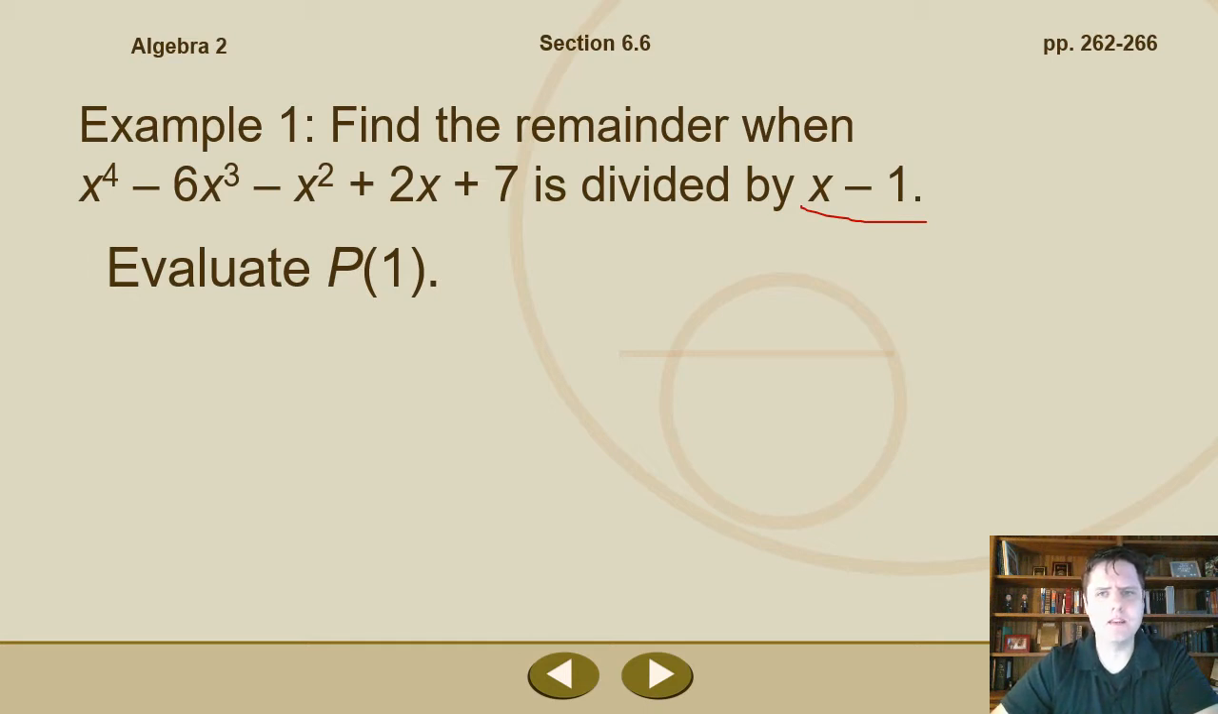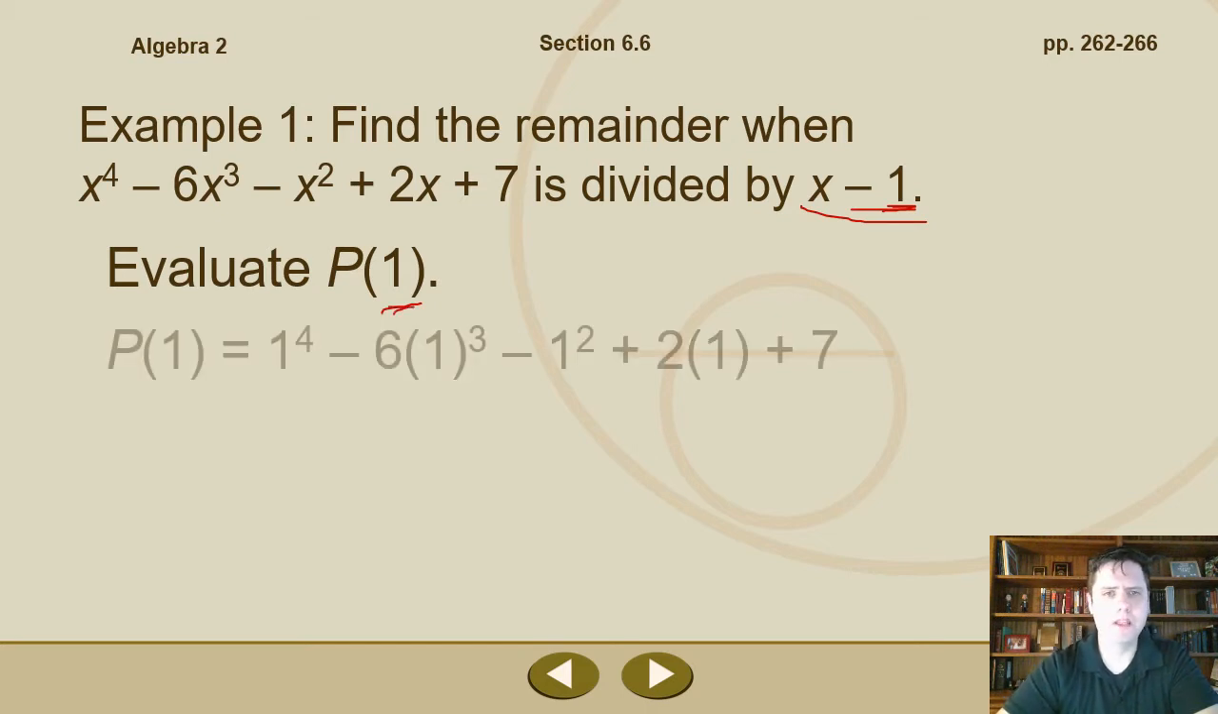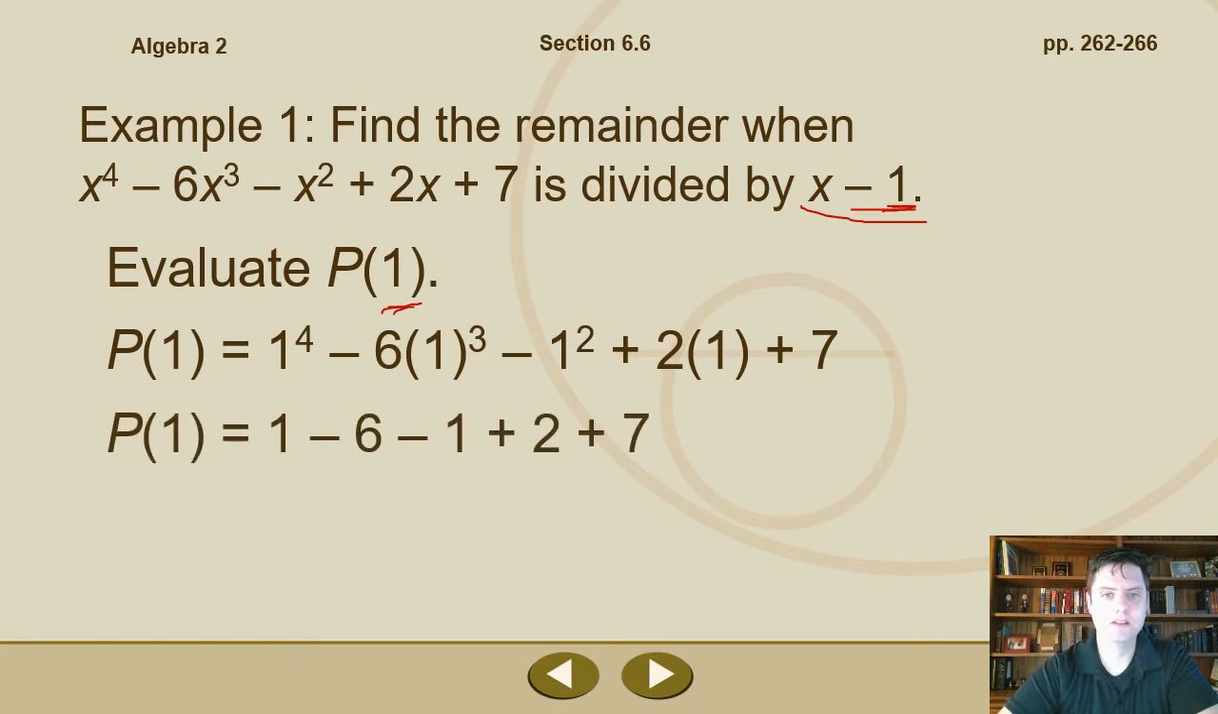We can plug in the value. Notice that it's just 1. You do the opposite sign of whatever is in front of this constant. So if it's a negative 1, you're going to put p of 1. If this happened to be x plus 1, you would put a negative 1 in for here. But instead, we'll just plug in 1. So it'll be 1 to the fourth minus 6 times 1 to the third minus 1 squared plus 2 times 1 plus 7. Well, the 1 to the fourth is just 1. This becomes negative 6. This becomes negative 1. This becomes plus 2. And this becomes plus 7. And when we do that, we get 3.